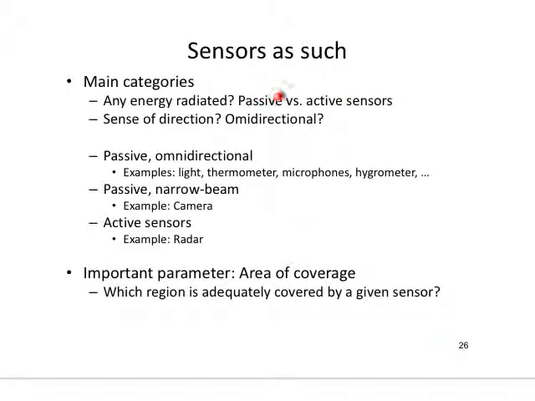Passive sensors tend to measure something passively from the environment, like pressure or temperature. But the sensor does not send something to the environment. In other words, it does not send any energy.